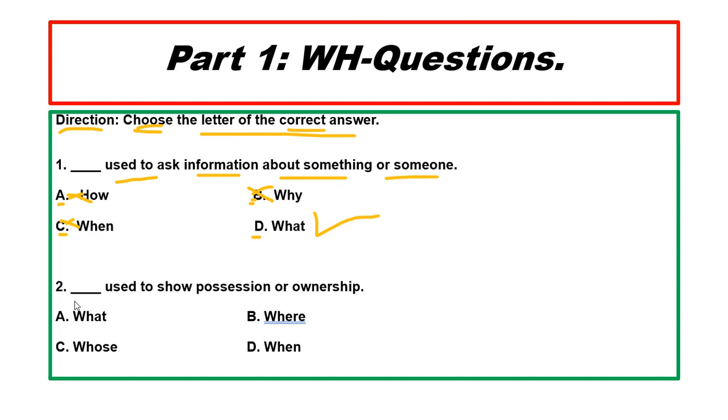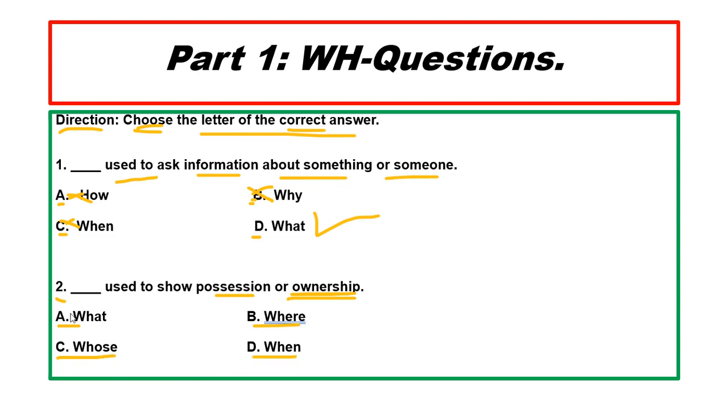Number two, blank used to show position or ownership. When we say position or ownership, that is the thing that is owned by you, under your name, or you already bought it, and you take it as your thing. What do you think about this one? Ownership is a word you must remember. You own. A, what? Letter B, where? Letter C, whose? Or letter D, when?